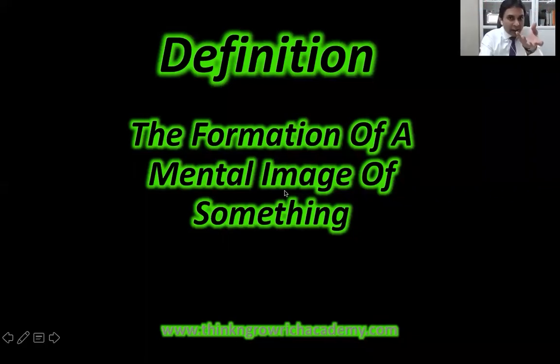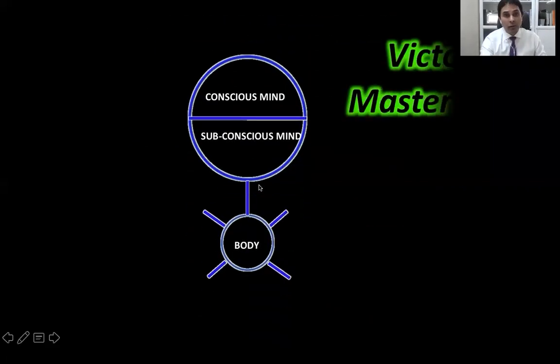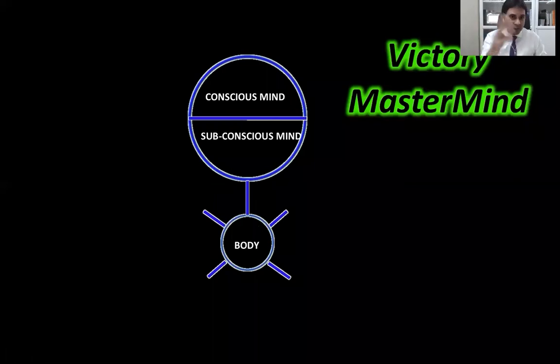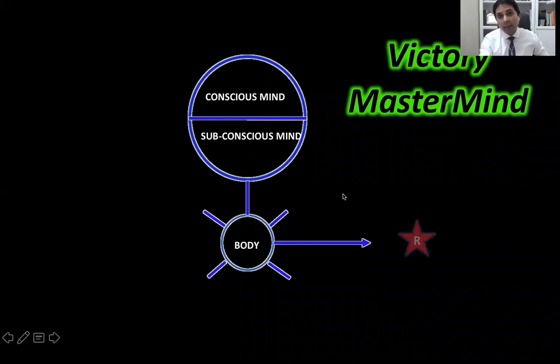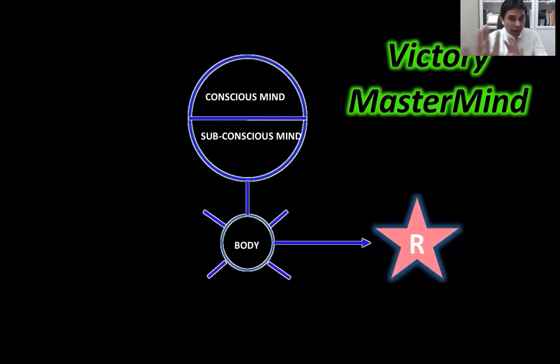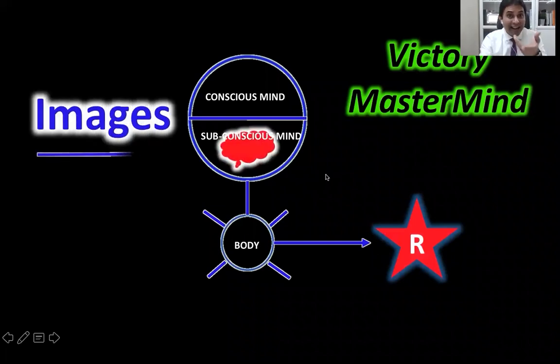Now, for visualization to work for you to achieve your goals, this is in the Victory Mastermind which we do, the stick person. This is not for the Ultimate Success Formula program, but in the advanced program of the Victory Mastermind. Understand this concept: ye stick person concept hai. The first half is the conscious mind, the second half is the subconscious mind, and the smaller portion is the body, and that determines the results which you're going to get. Ye concept hum karte hai detail mein in the Victory Mastermind. But remember this, for this program, your images have to be impregnated in your conscious mind.